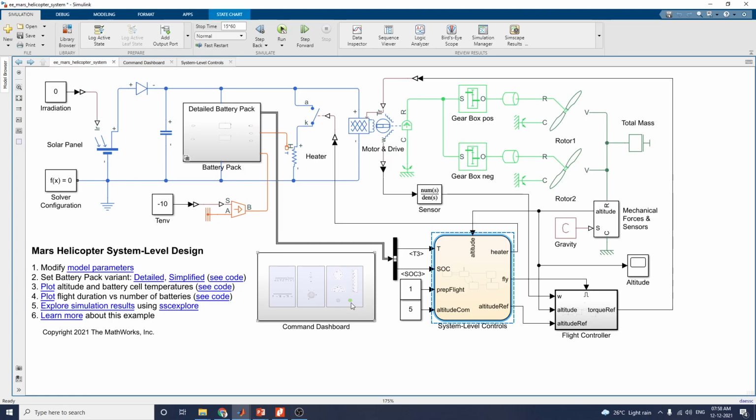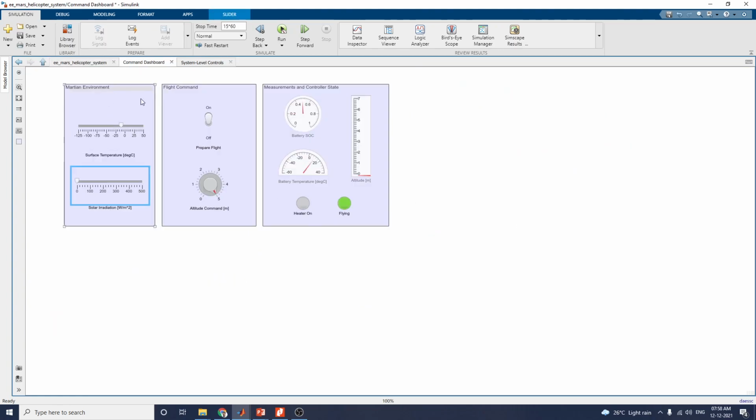Here is the interactive command dashboard. In this dashboard, the motion environment and flight command on and off option are also there. You can give the attitude command in this way, up to 1, 2, 3. Here measurement and control states show the battery state of charge, battery temperature and attitude. You can increase the surface temperature by using this interactive dashboard operation. To see the solar irradiance value you can set it, and here you can set the surface temperature. Now let us see the simulation. What will happen, you can see.